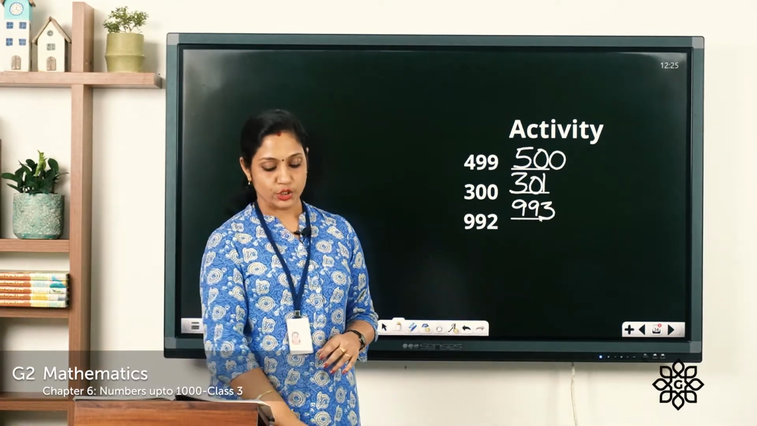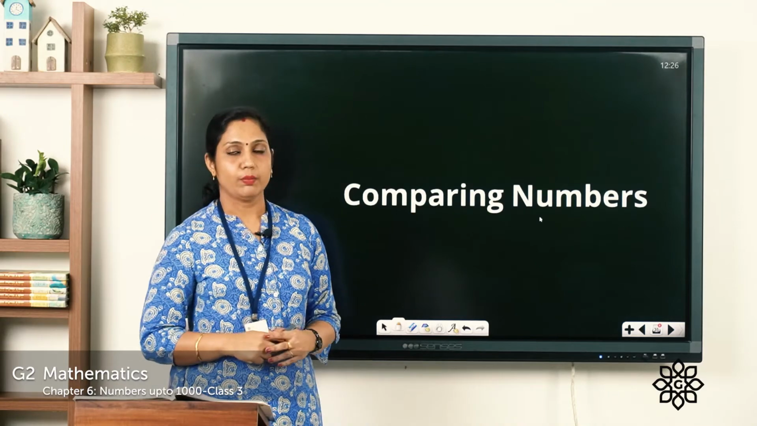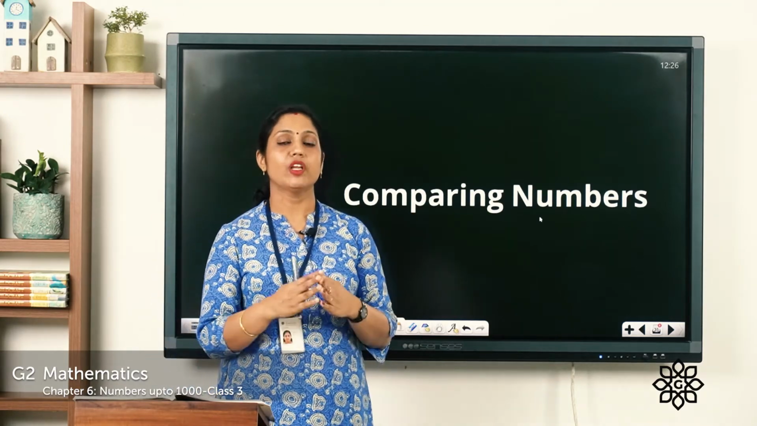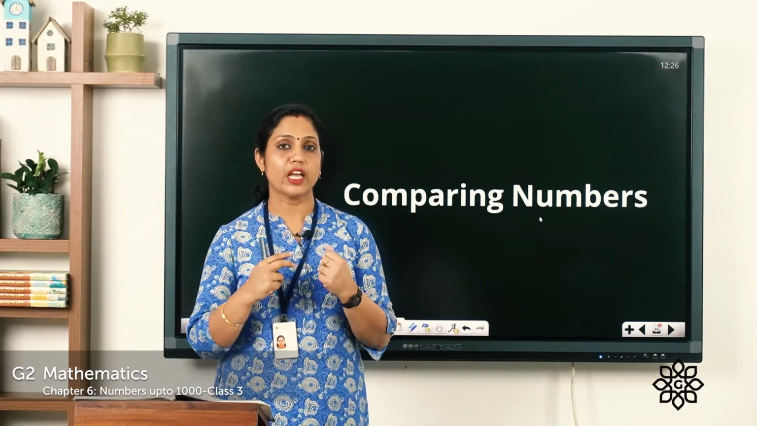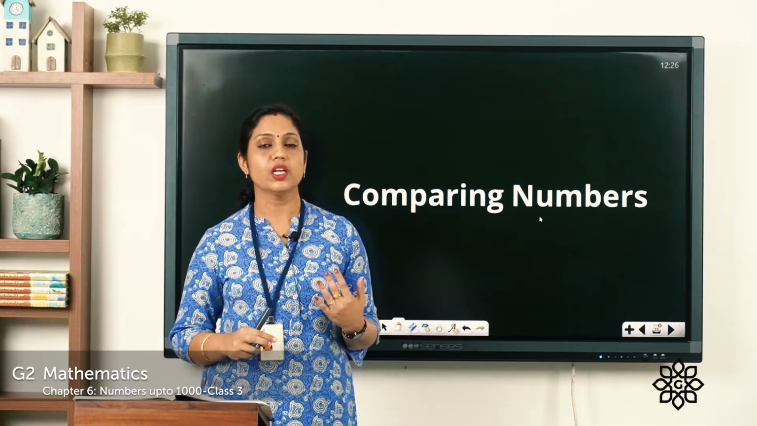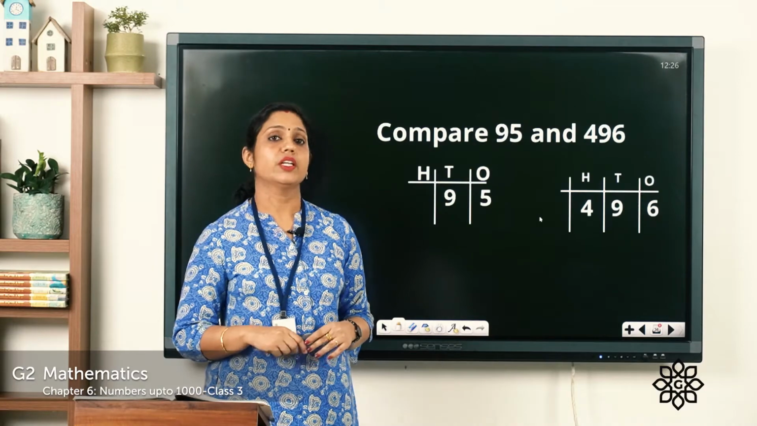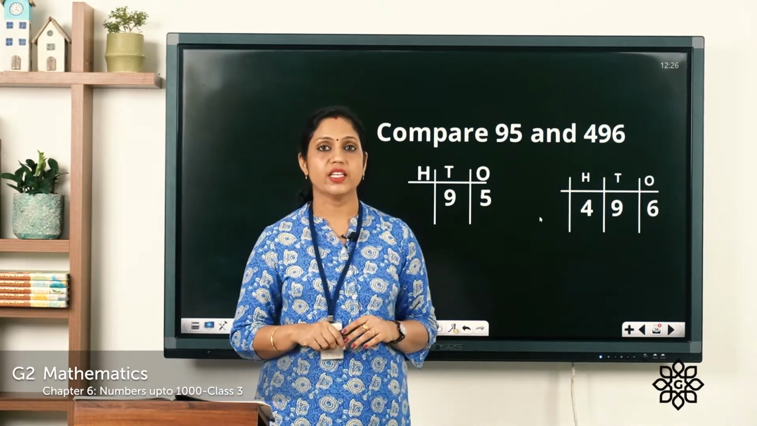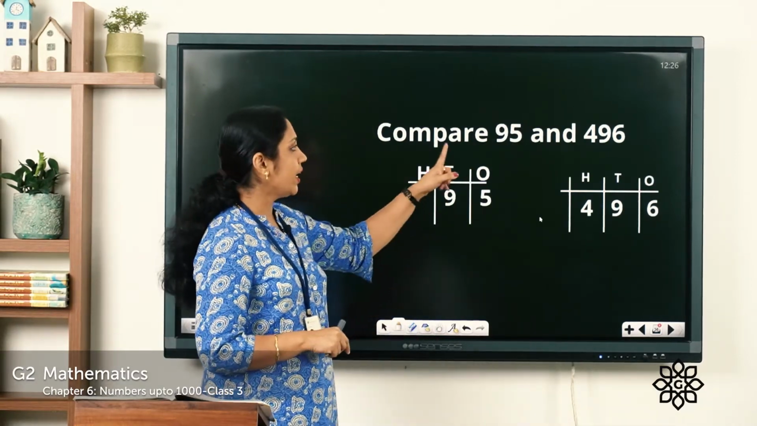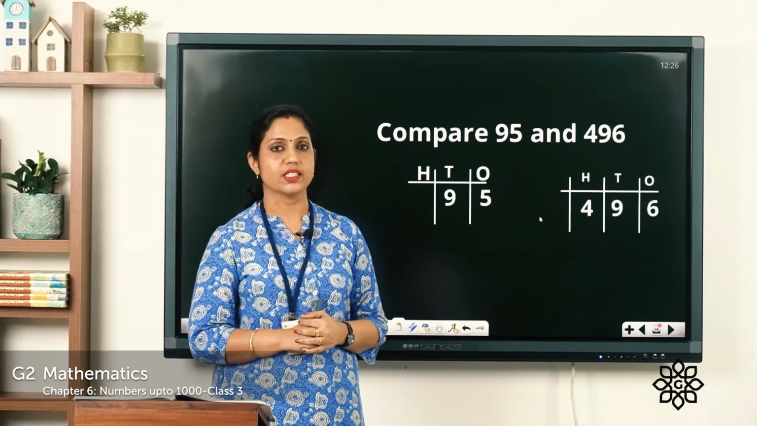Now let's move on to comparing numbers. What is comparing numbers? When we have given 2 or 3 numbers, we have to find out which one is smaller and which one is greater. That is comparing. So here we have 95 and 496. We have to compare 95 and 496.